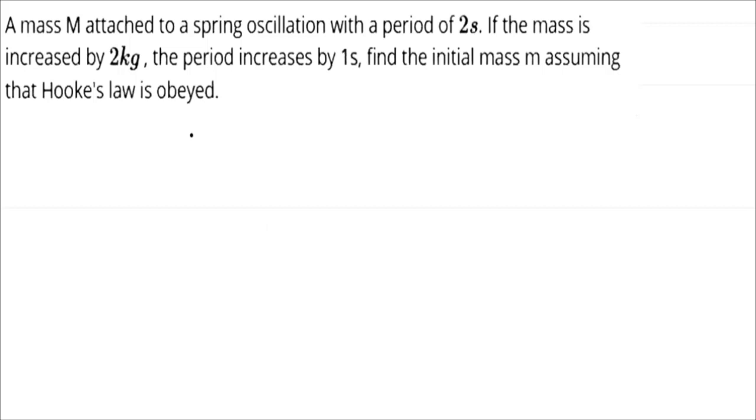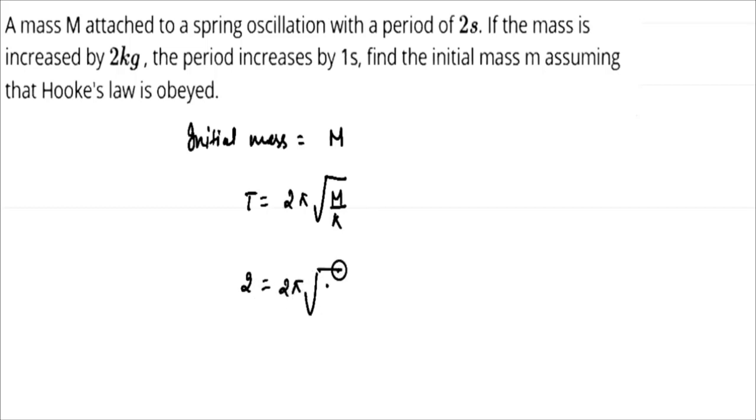Now let's suppose that the initial mass is equal to m. So the time period will be given as T is equal to 2 pi under root of m by k. Correct. The initial time period was 2 seconds, so this will be 2 is equal to 2 pi under root of m by k, or we can write it as 4 is equal to 4 pi square into m by k. Let us suppose this is equation number 1.